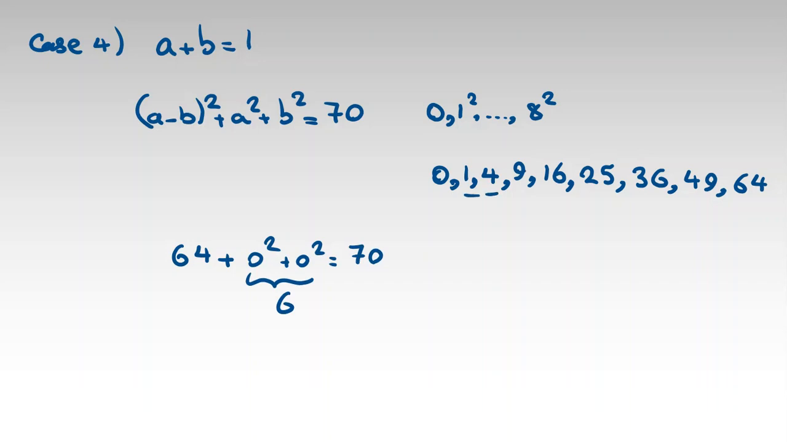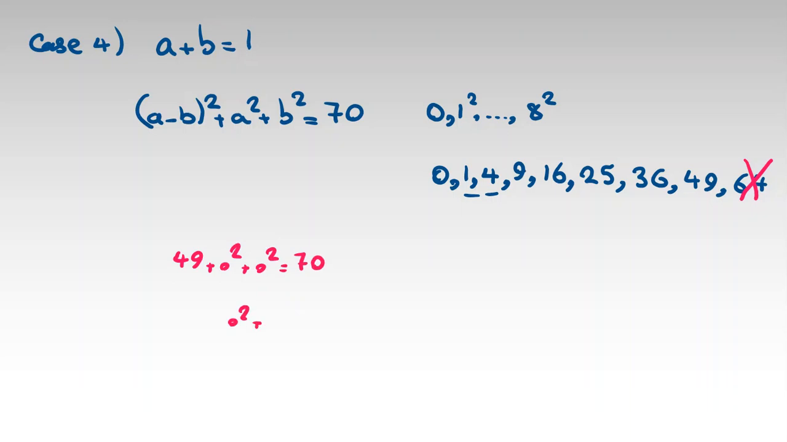So we conclude that 64 we can't use. Let's consider now 49. 49 plus 2 things squared equal to 70, so this squared plus this squared equal to 21. Let's see if we use 16 plus 9, it is not good. 9 plus 9 is 18. 16 plus 4 is not good. So again, 49 is impossible.